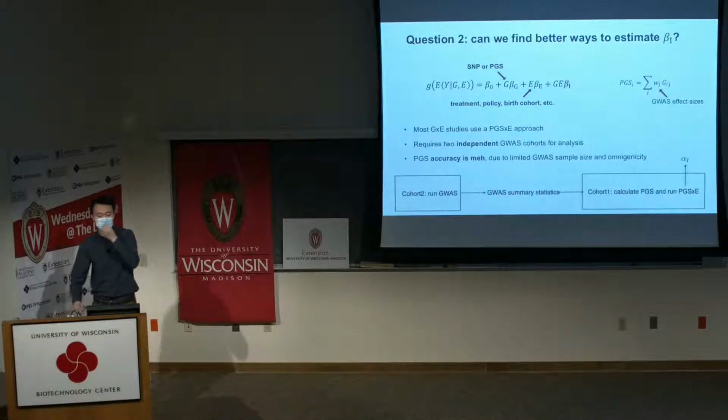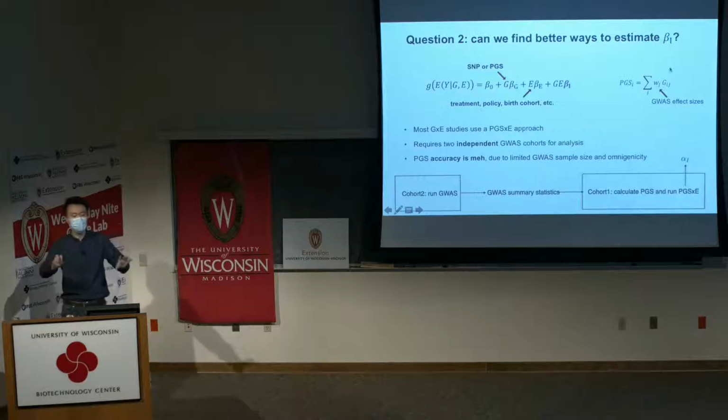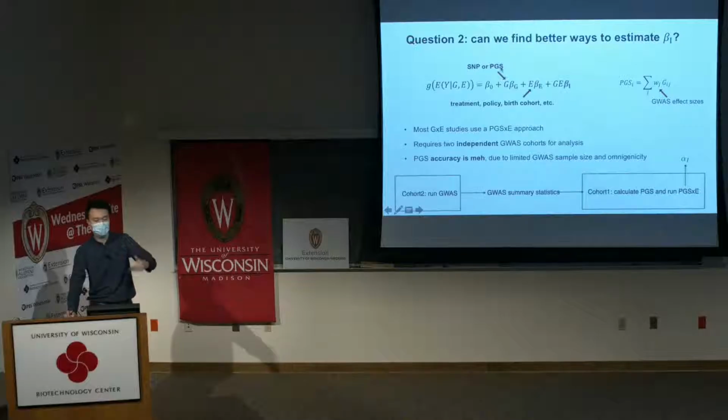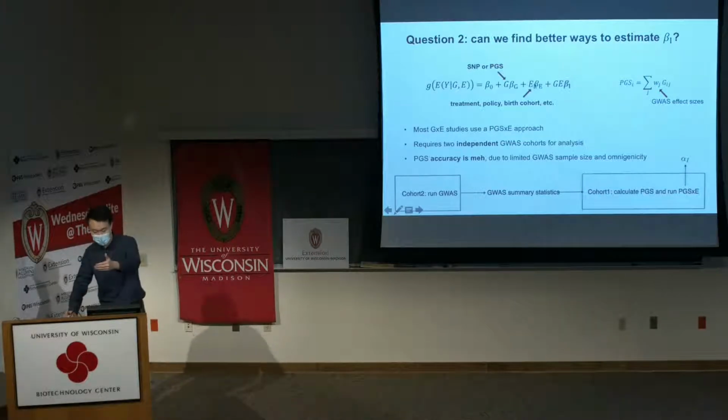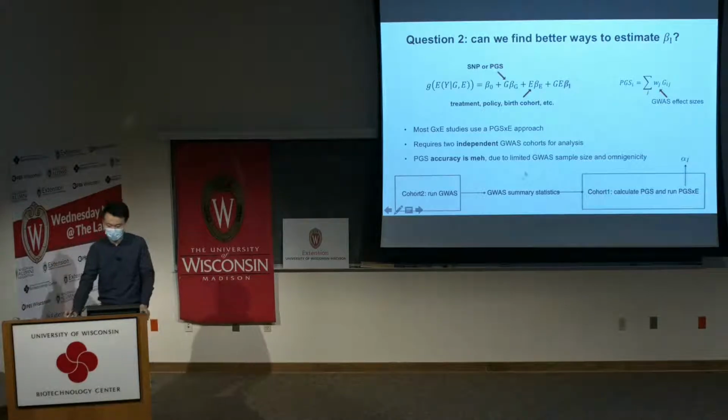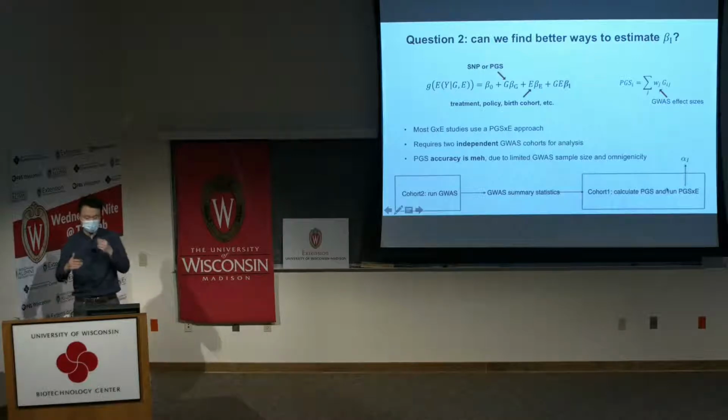If not, the next question is, with the exact same model, can we actually find better ways to estimate beta I? Because that is a regression coefficient that people are actually interested in. In this specific project, I'm talking about a PGS by E interaction study, which is 80% of all existing literature. You need a GWAS for a phenotype. Based on that GWAS, you can construct a polygenic score for that phenotype in your study, which is your G. And then you can test whether G and the pre-specified environment have an interaction effect quantified by beta I. That's generally the design.